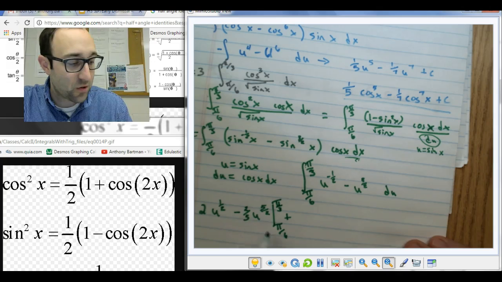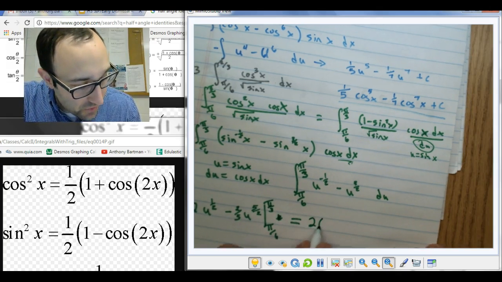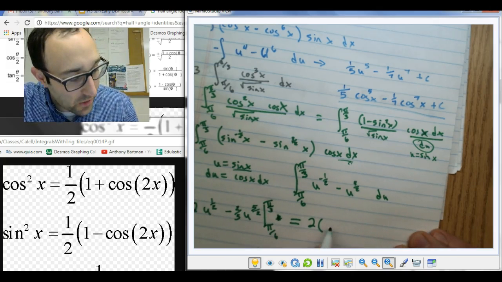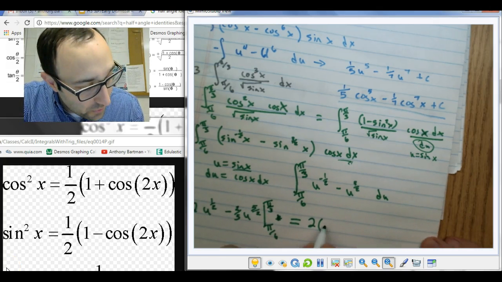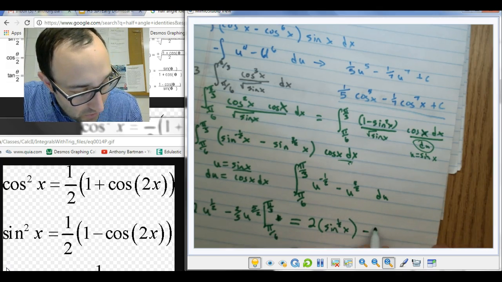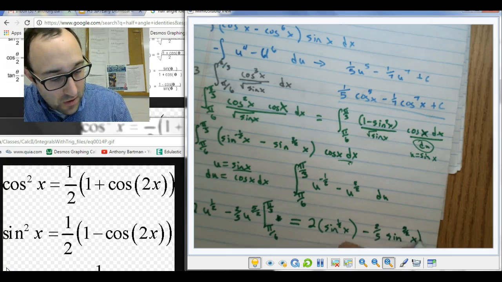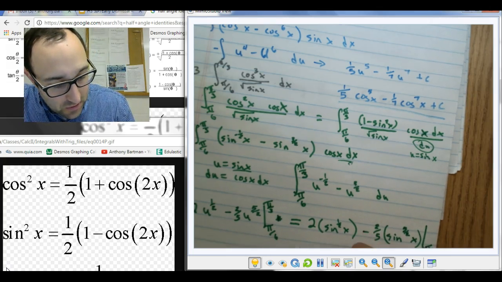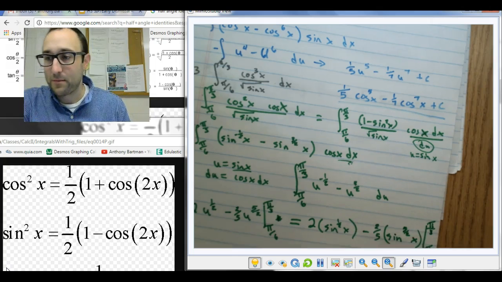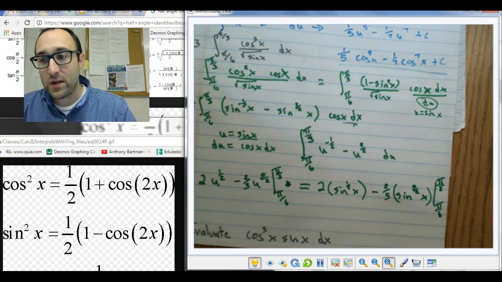I should say plus c, but we're evaluating it from pi over 6 to pi over 3. And we need to change our u's back. We're not putting those in, so we say our u was sine x. So it's 2 sine to the 1/2 x minus 2/5 sine to the 5/2 x, and we're going to evaluate that whole thing from pi over 6 to pi over 3. When you do all of that, you should get an answer, and you should be able to write it in decimal form.